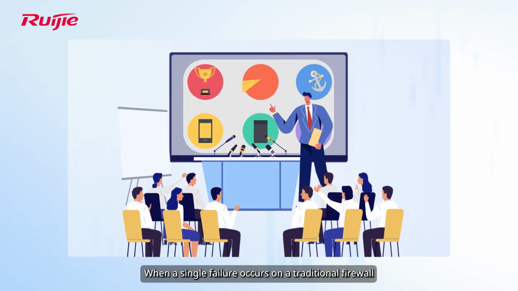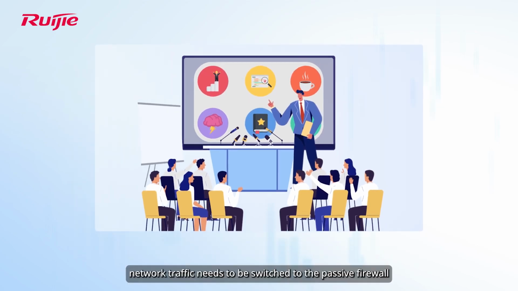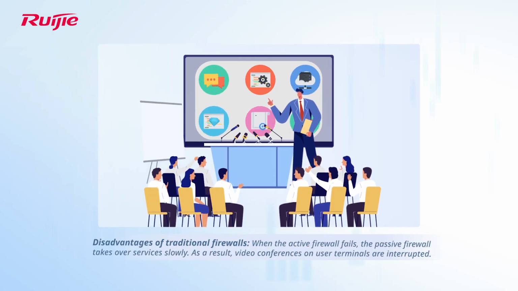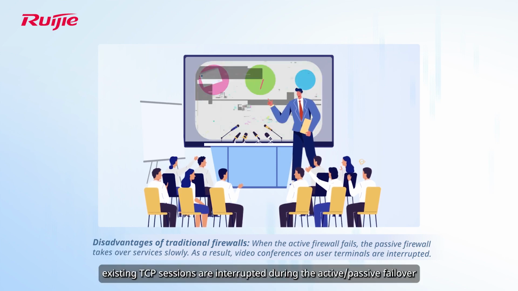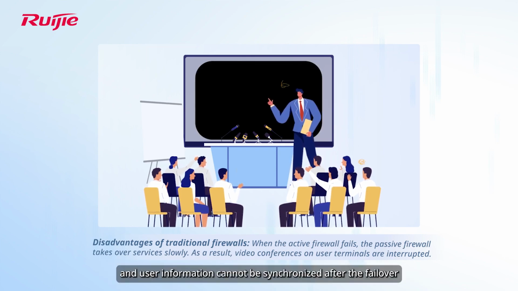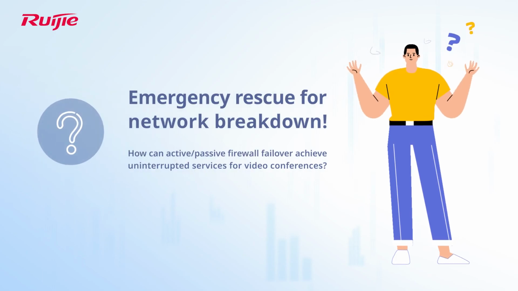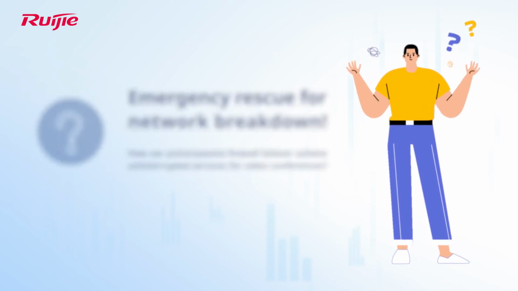When a single failure occurs on a traditional firewall, network traffic needs to be switched to the passive firewall. However, existing TCP sessions are interrupted during the active-passive failover, and user information cannot be synchronized after the failover. Emergency rescue for network breakdown. How can active-passive firewall failover achieve uninterrupted services for video conferences?